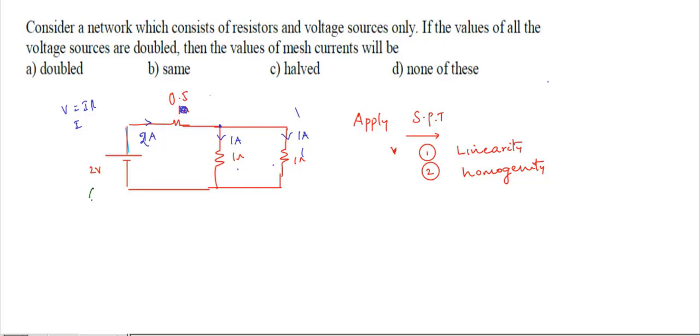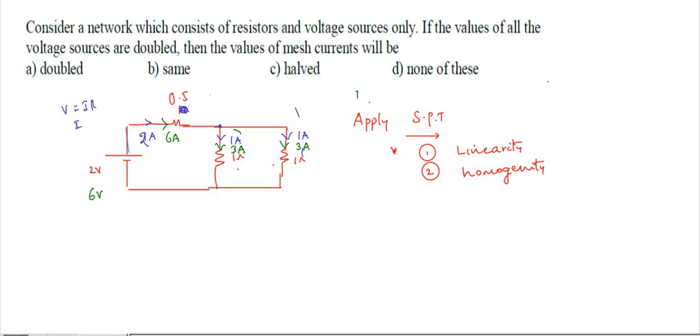Now let me take 6 volts here. The resistance is again 0.5 plus 0.5, which is 1 ohm. I equals V by R, so 6 by 1 is 6 amperes. So I will get 6 amperes here, and it divides into 3 amperes in each branch. The green color shows that I am taking the voltage source as 6 volts.